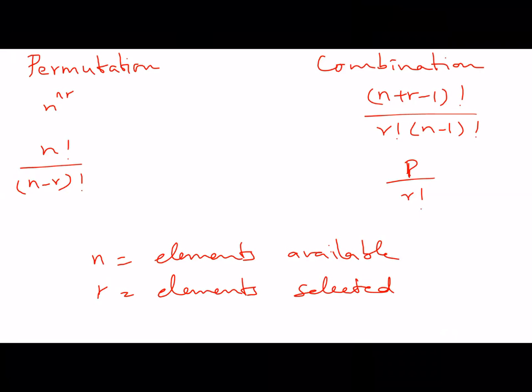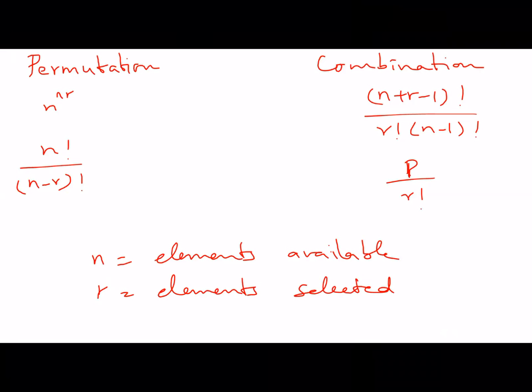Okay? So we already know that permutation is where the order matters when we choose the elements, and combination is where the elements are chosen and the order doesn't matter.